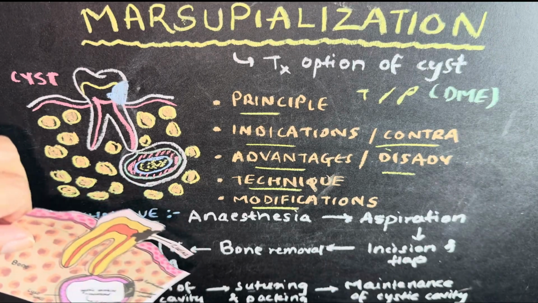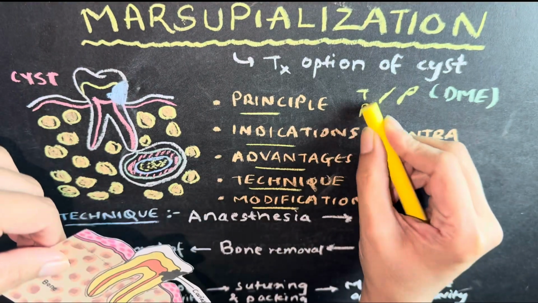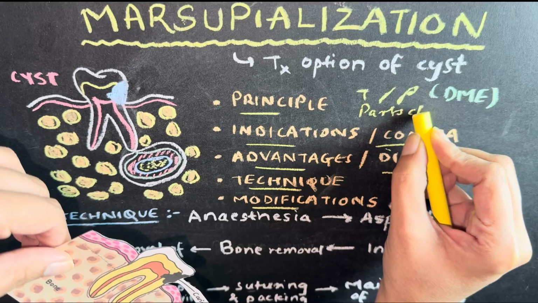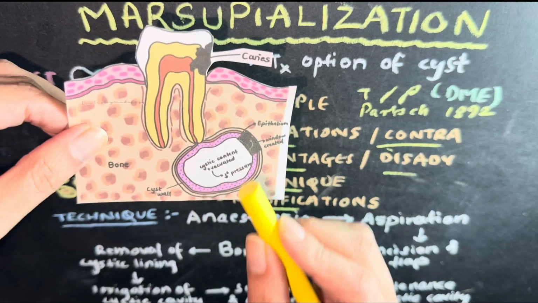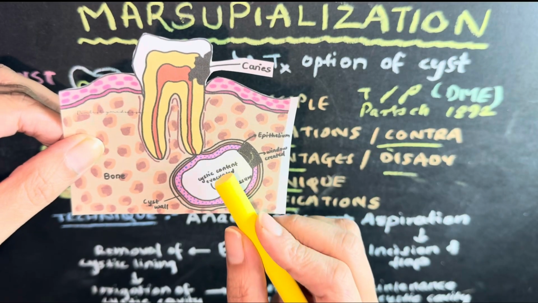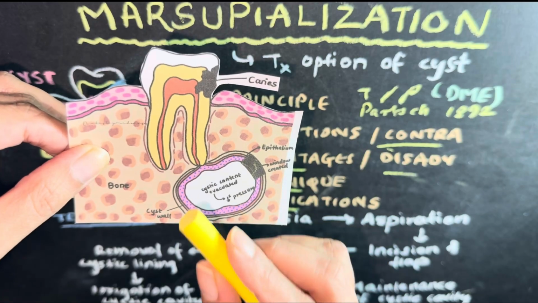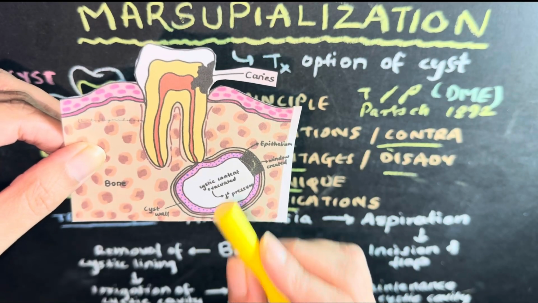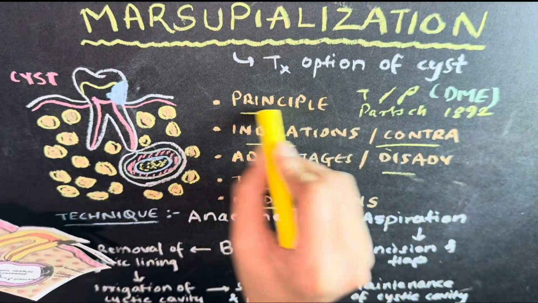So it is the earliest treatment which was used, and it was first described by Partsch in 1892. Here the window should be at least 1 centimeter in diameter, which is made into the cyst, and an attempt is made to suture the lining to the oral mucosa, and the cyst is packed with the packing material. So this is basically the principle of marsupialization.